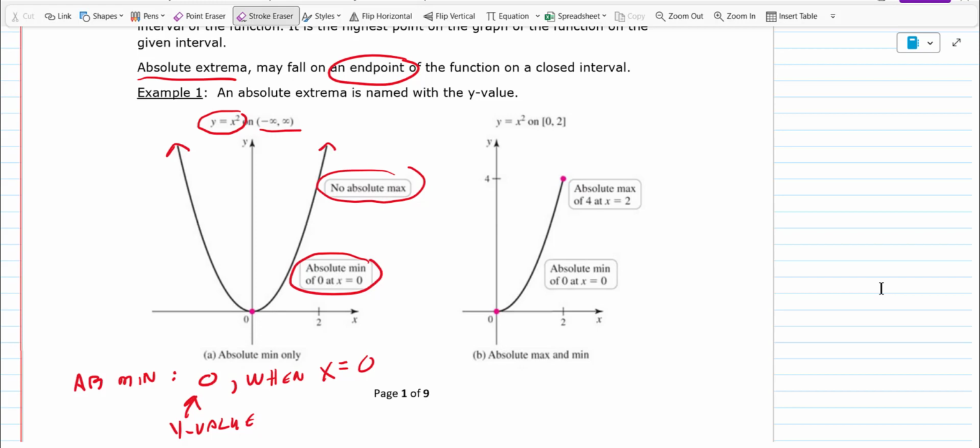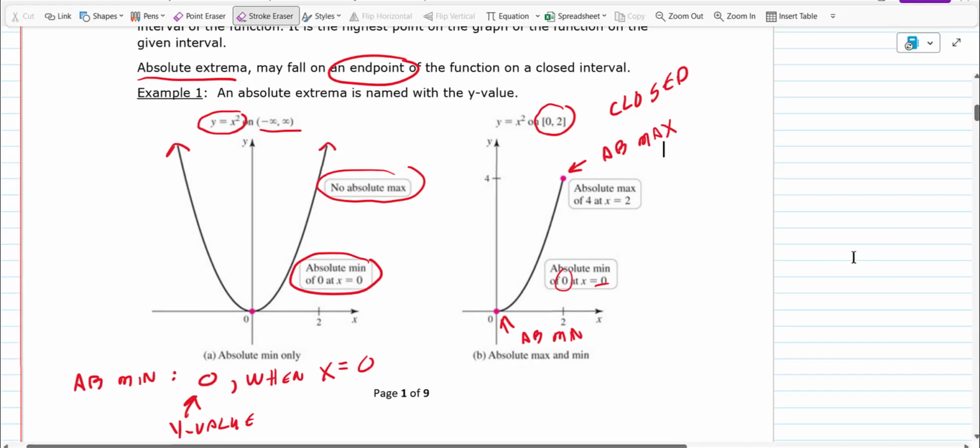The next one is the same graph, but I'm changing the interval. It's a closed interval from 0 to 2. So you're only looking at part of the parabola. This part right here would be your absolute min, and again the y value is 0, x is 0. That's the absolute lowest value of y that you ever hit. And this right here would be the absolute max. That is the biggest y value on that interval. So that's the idea. Real simple. Absolute just means the biggest there is or the smallest there is for min and max.